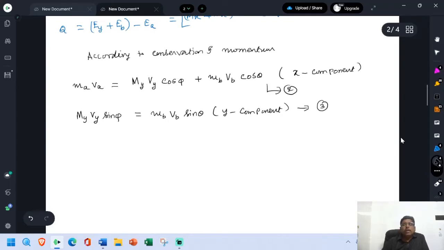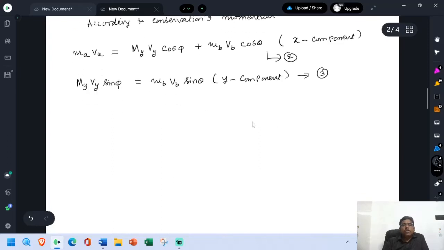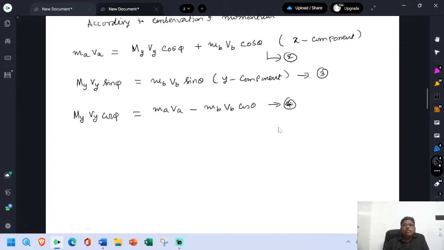This is equation 3. Now modify equation 2. My Vy cos phi is equal to, keep this term, ma Va minus mb Vb cos theta. This is equation 4. We have just modified equation 2; from 2 we have written this equation 4.